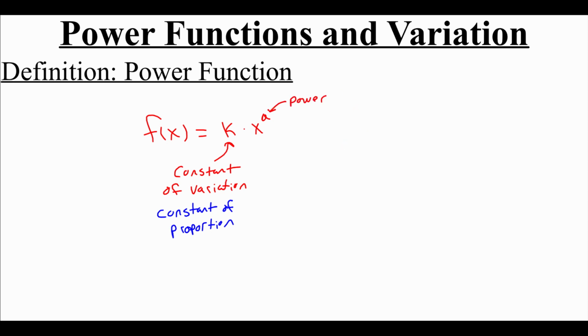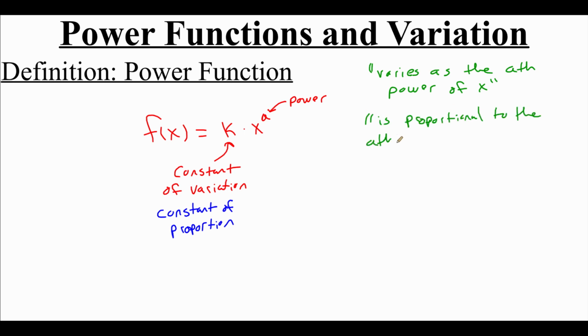And when we're talking about variation, we can say that f of x varies as the 8th power of x. Or we could also say that f of x is proportional to the 8th power of x. And those phrases are going to let us know that we're doing variation using power functions. Now, there are already a lot of formulas and functions that you already know of that are actually power functions.